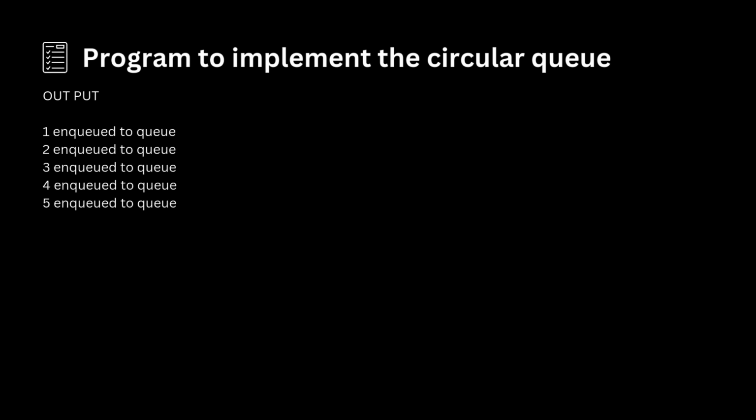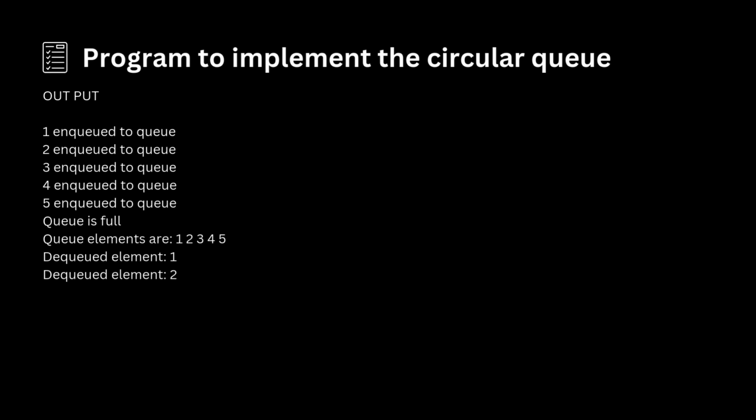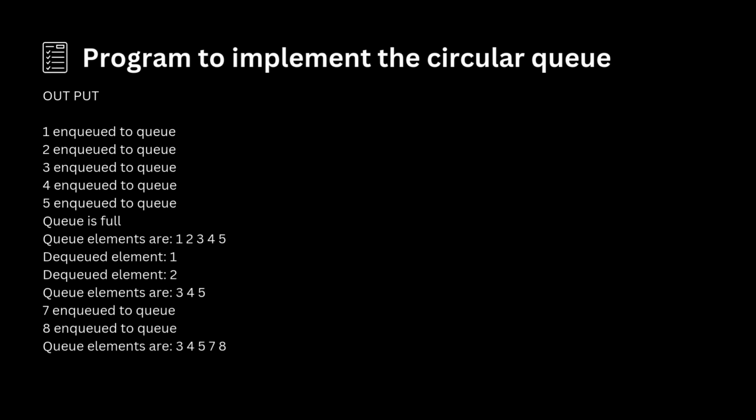Here is the output of the program. Elements 1 to 5 are enqueued. The message is printed as the queue is full and it will display the queue elements. Now it will dequeue and display the dequeued elements. After dequeuing, it will display the remaining elements of the queue, after which 7 and 8 are enqueued to the queue. Finally, it prints the elements in the queue.